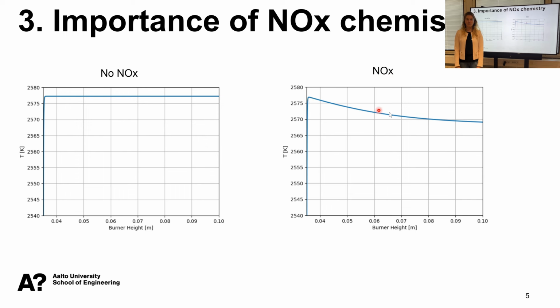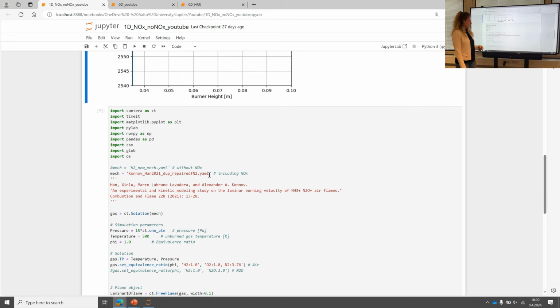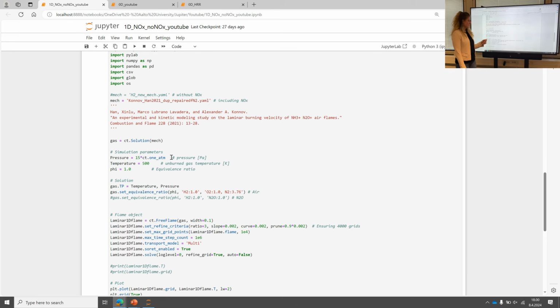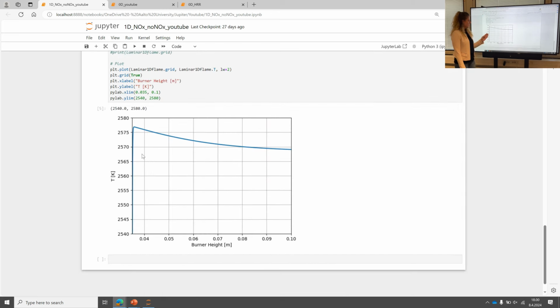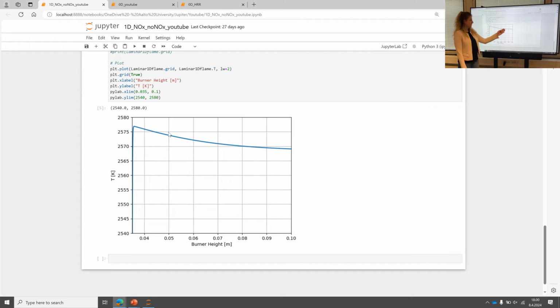We see here the two different mechanisms, first without and then with NOx, and we start the simulations without NOx. Then we have our initial conditions and our two oxidizers, air and N2O. The results are the following: we have a constant equilibrium temperature. When we now change our mechanism to include NOx, keeping all the other conditions the same, we see the results as a maximum temperature going down towards equilibrium temperature.